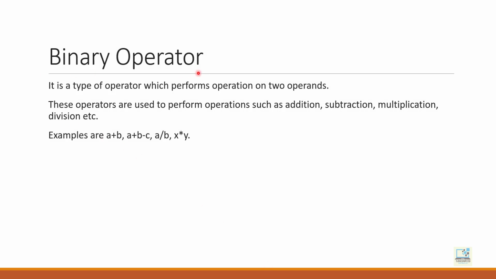Next is binary operator. It is a type of operator which performs operation on two operands. These operators are used to perform operations such as addition, subtraction, multiplication, division, etc. Examples are a + b - c, a / b, x * y. You must be thinking, how can the second example be binary operator? But it is. The first operator plus is only dealing with a and b, and the second operator minus is only dealing with b and c. So therefore they are binary operators, and this example is of binary operator.